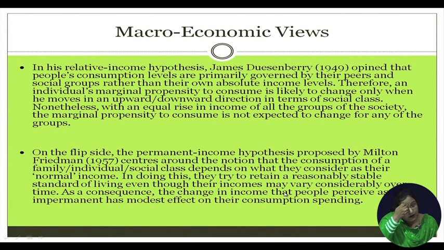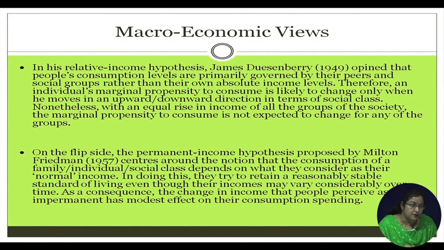So, that is how microeconomic models were criticized, and then came the macroeconomic perspectives. In the macroeconomic perspectives, two major theories are there. One is James Duesenberry's relative income hypothesis, another is Milton Friedman's permanent income hypothesis. James Duesenberry in 1949 opined that people's consumption levels are primarily governed by their peers and social group rather than their own absolute levels of income.